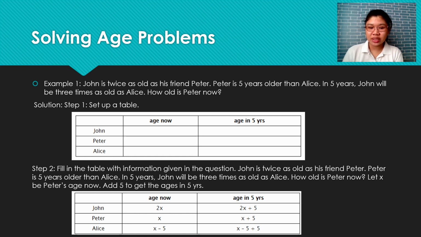So, in 5 years now, the age of John now is 2x. Meaning, his age in 5 years is 2x plus 5. If the age of Peter now is x, his age in 5 years is x plus 5. If the age of Alice now is x minus 5, her age in 5 years will be x minus 5 plus 5. So we have here a complete table.